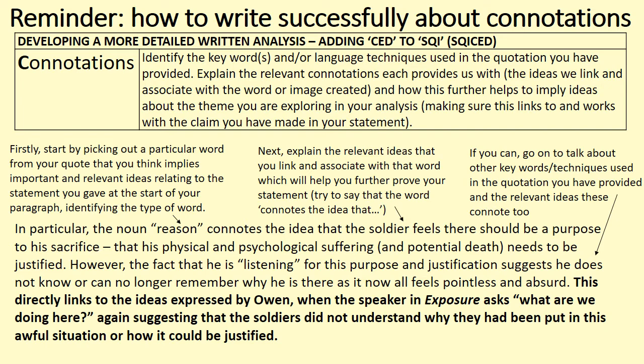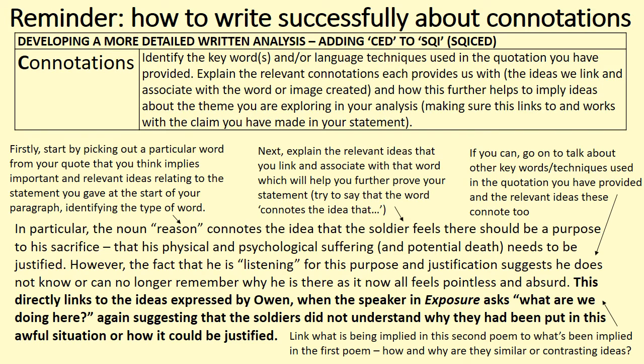I've done my first three stages. As you can see, there's a bold bit at the bottom. And this bold bit is where I link back to exposure and how this is either similar or different to the ideas being expressed in exposure. So I've linked back and said that what is being implied in the second poem is similar to what's being implied in the first poem, and then I've explained how and why they are similar. If you've got contrasting ideas, you just explain that they're different, and then you'd explain how and why they're different.